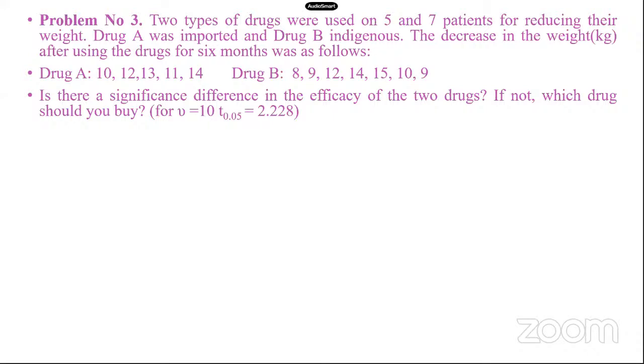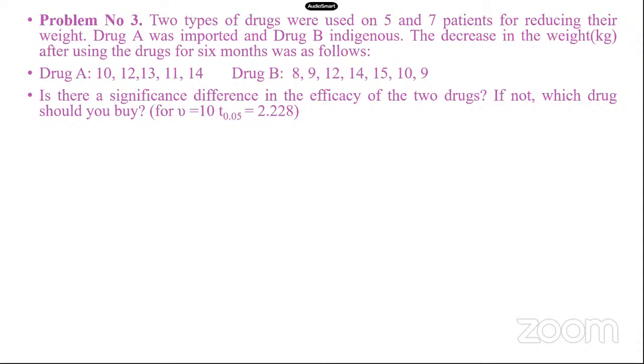The decrease in the weight in kg after using the drugs for 6 months was as follows. 5 people were given drug A and 7 people were given drug B, and after 6 months their weight was measured. How much the weight reduced, because exclusively we are going to treat for reducing their weight. So after 6 months, when we observe the data, in case of a sample of 5 patients, drug A, and in case of sample 2, the second sample size of 7 people, drug B, after 6 months we got their figures, how much weight was reduced.